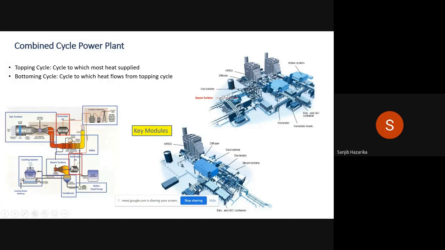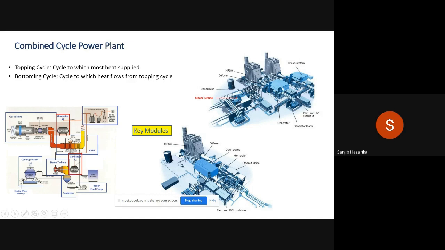The steam turbine also produces electricity, and of course there will be a lot of auxiliary systems when we operate a gas turbine or a steam turbine. You need to have a cooling system. Whenever the gas turbine requires combustion, it requires oxygen. Oxygen means air, so the air needs to be filtered. And also there are a lot of auxiliary systems that have to be maintained.